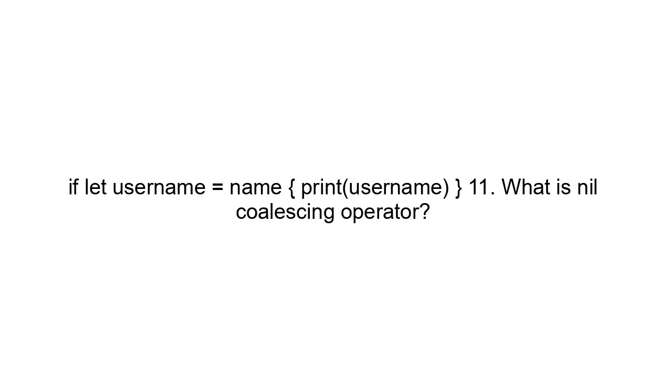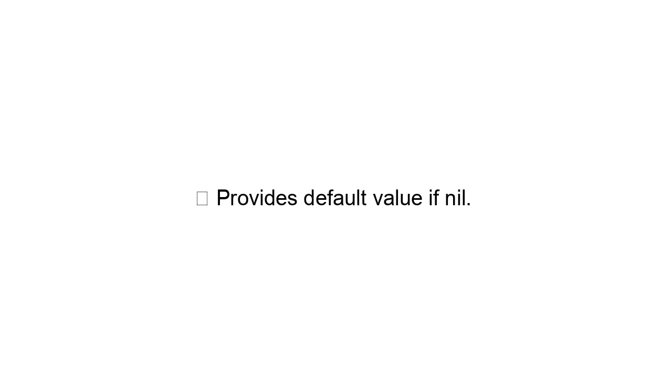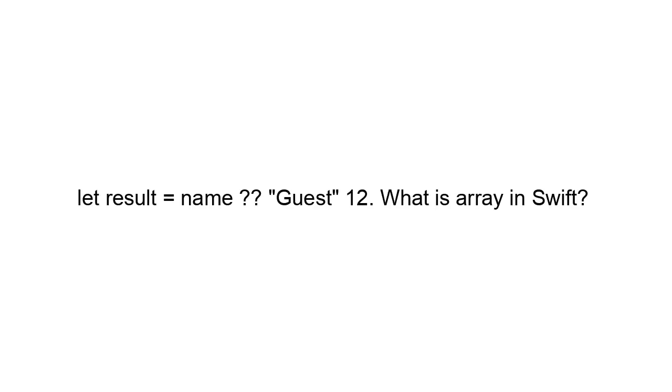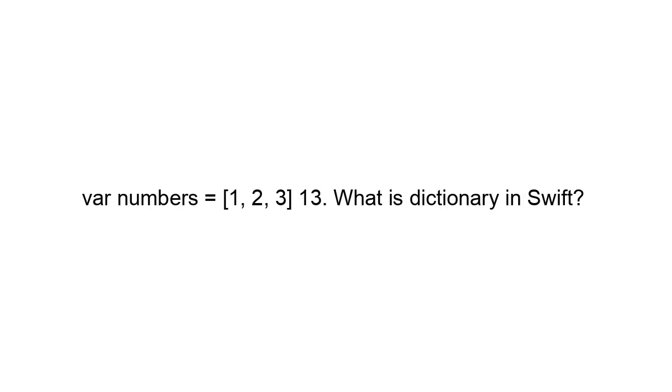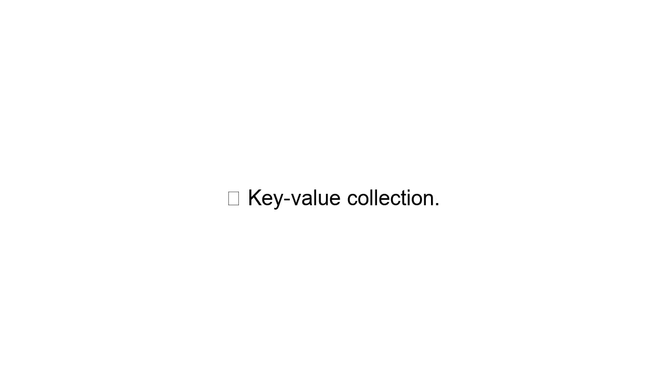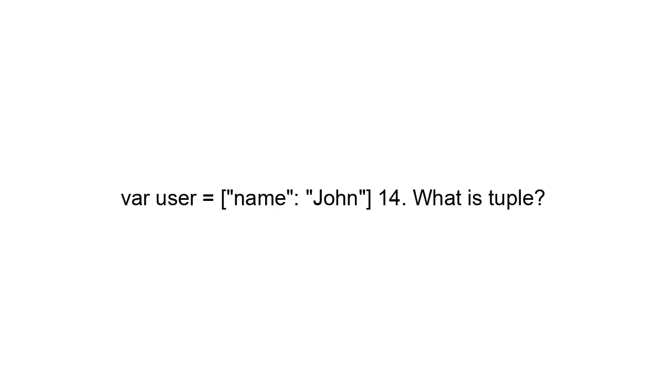11. What is nil coalescing operator? Provides default value if nil. Example: let result = name ?? "Guest". 12. What is array in Swift? Ordered collection of values. Example: var numbers = [1, 2, 3]. 13. What is dictionary in Swift? Key value collection. Example: var user = ["name": "John"].